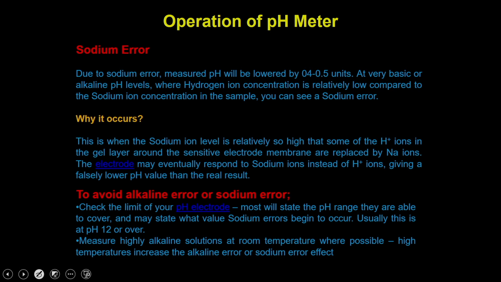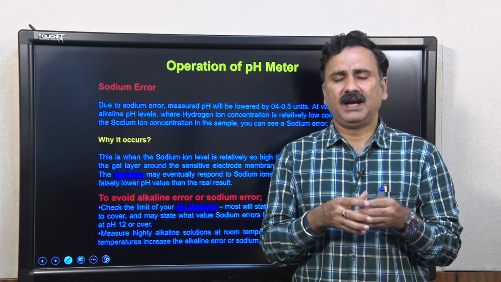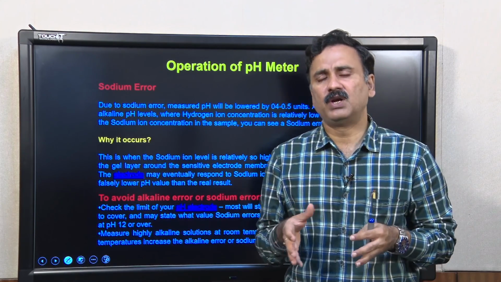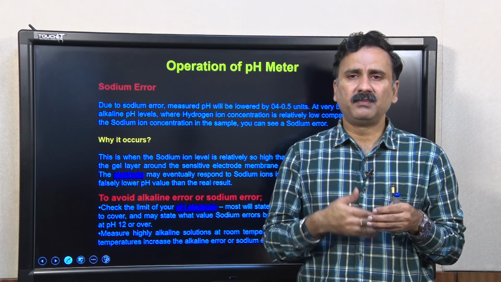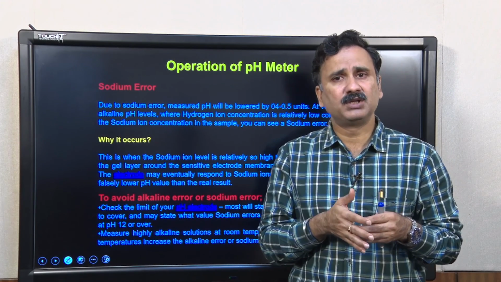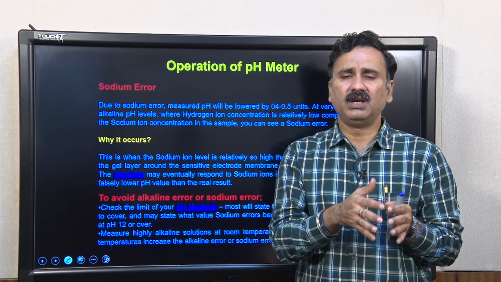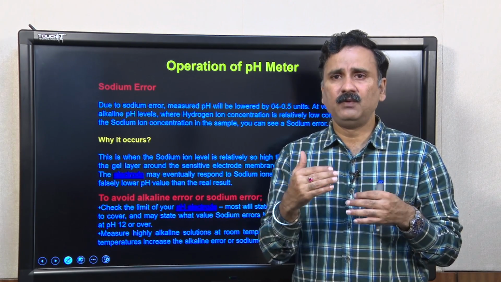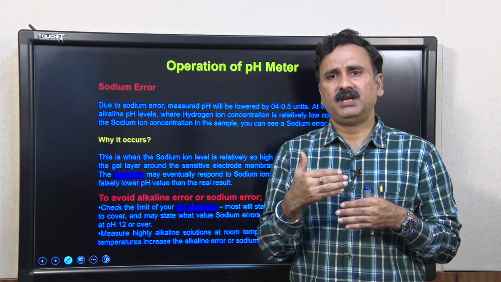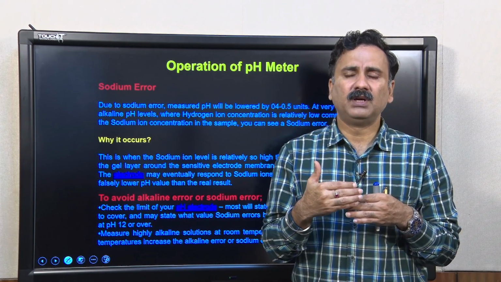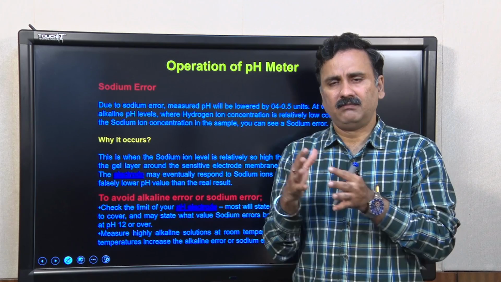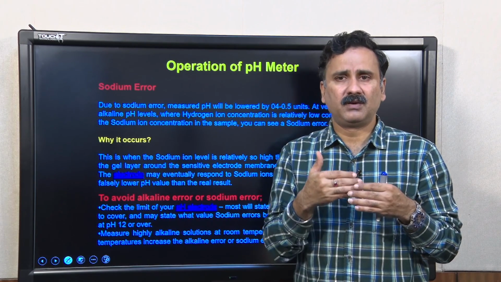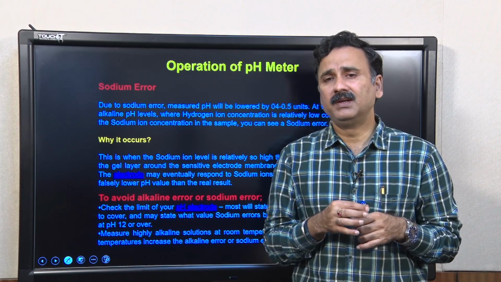Now, once you have understood the operation of a pH meter, you could understand that there are multiple precautions you have to take, and there are multiple ways in which you have to maintain the pH probe, otherwise it is going to give you erroneous pH results. Even if you take these precautions, the pH meter can still give you a wrong pH, and there are multiple reasons for that.